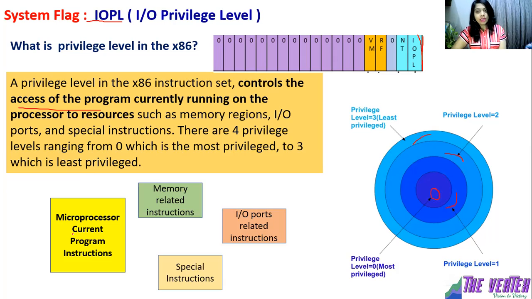Now suppose this is a microprocessor and its current program instructions. So this microprocessor is executing some current program and there is a sequence of instructions. There are some memory related instructions, so this will have some privilege level. There are input output related instructions, which will have some privilege level, and there are some special instructions, and everything will have its own privilege level. So let's see how it works.